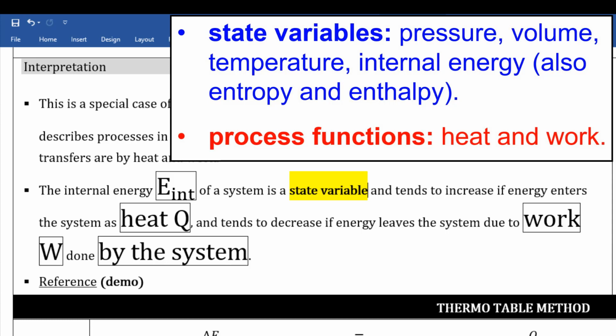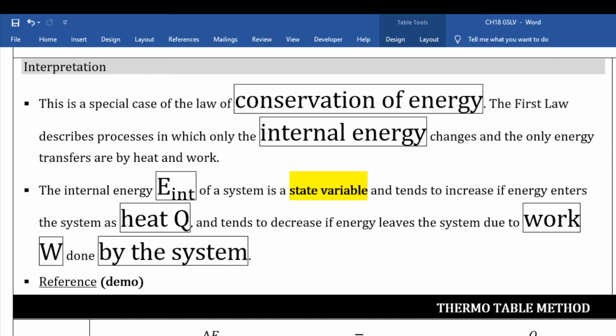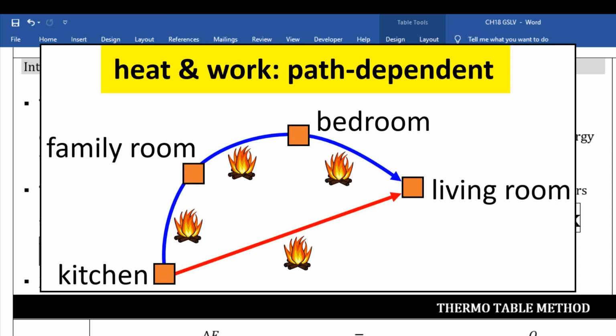This contrasts with heat and work. Heat and work are both path dependent. Think of it like this. Imagine you're dragging a box along a concrete floor. You need to move it from your kitchen to your living room. If you go straight from your kitchen to your living room, you're going to lose a certain amount of heat to friction. If you drag that box from your kitchen along a detour, say you go from your kitchen to your family room and then to your bedroom and then to the living room, that's a much longer path and you've generated a lot more heat due to friction.